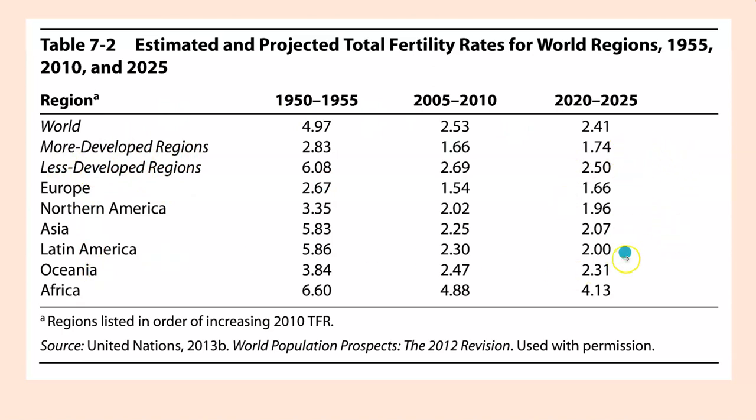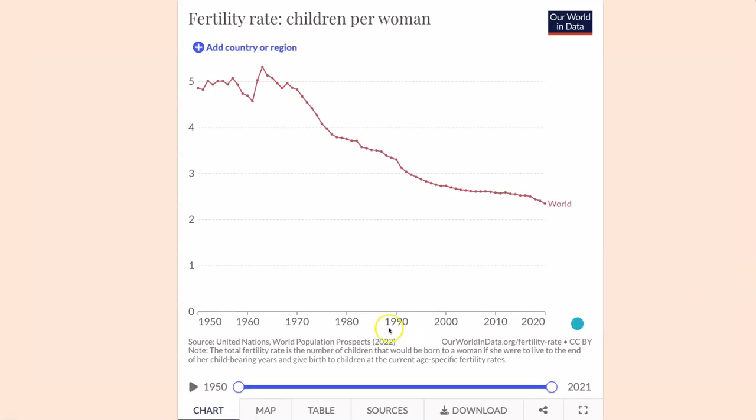And we can see that the world is 2.41, and which one? So Africa has the highest level of the total fertility rate. So we can compare those numbers based on this data. So now we can have a better sense of what these numbers mean.